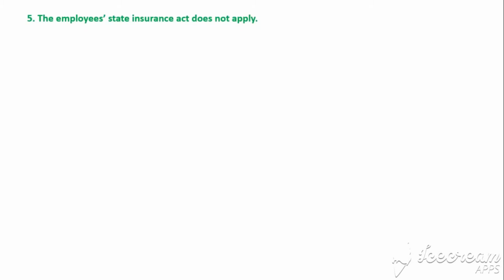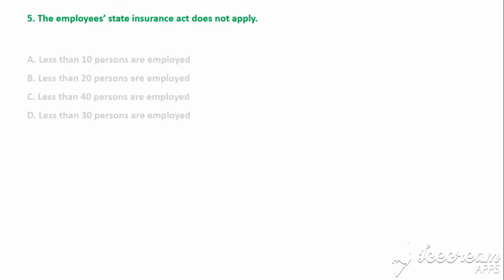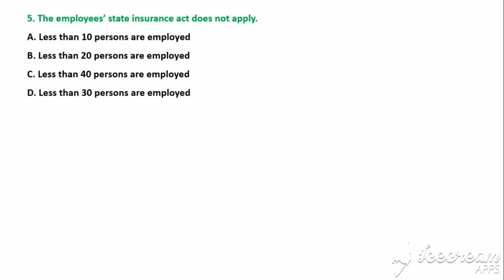Next one, the Employees State Insurance Act does not apply when less than 10 persons are employed. Second is less than 20 persons are employed. Third one is less than 40 persons are employed. Then fourth one is less than 30 persons are employed. Which one is right? Can you guess this? Yeah, absolutely. The Act does not apply to factories working with the aid of power wherein less than 10 persons are employed. So option A is right.